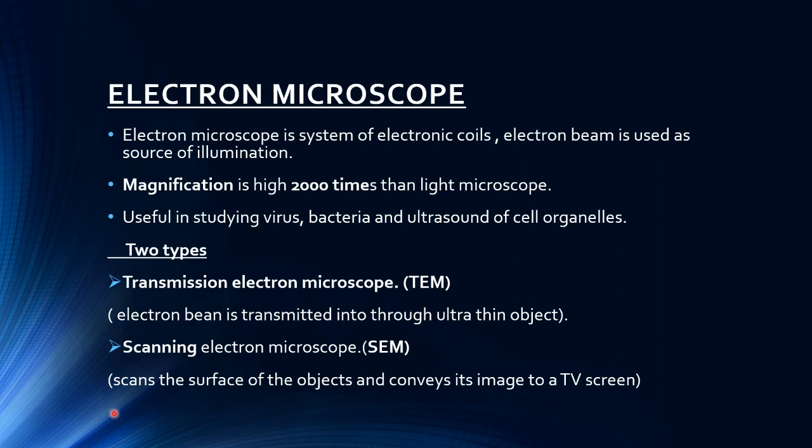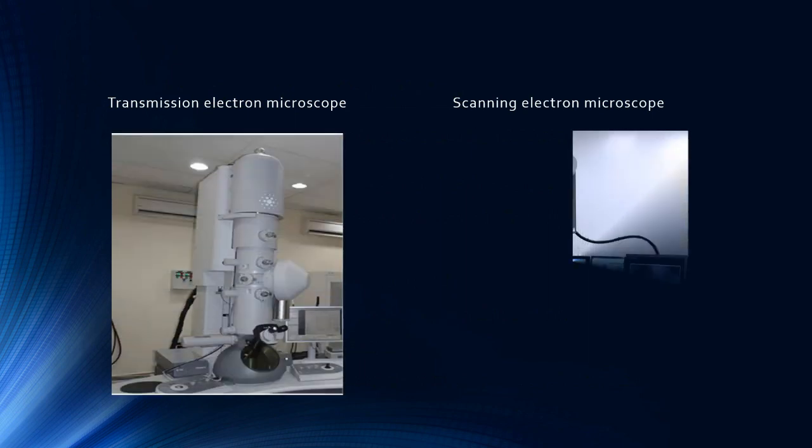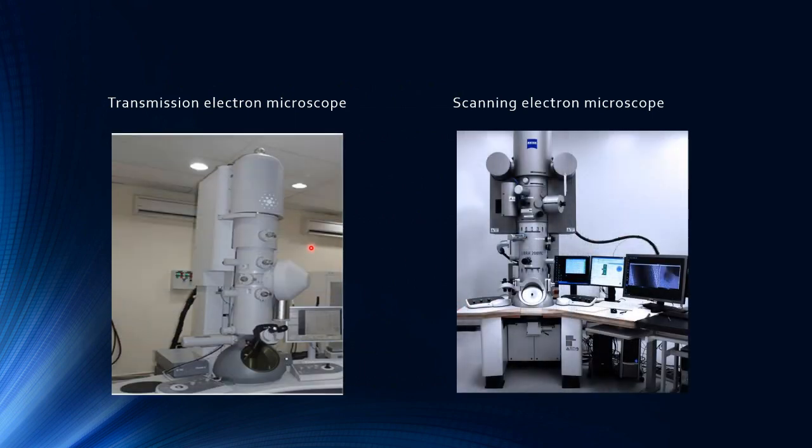Whereas in the scanning electron microscope, the electron beam scans the surface of the object and it conveys the image to a TV screen. So you should know that in the scanning electron microscope, the sample may be thick also, because it is just going to scan the layer of the sample, whereas in the transmission electron microscope, the sample slide which you keep should be very thin so that the electrons pass through the sample. Here are the images of the transmission electron microscope and the scanning electron microscope.